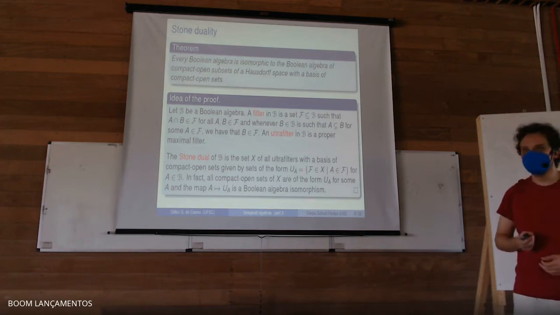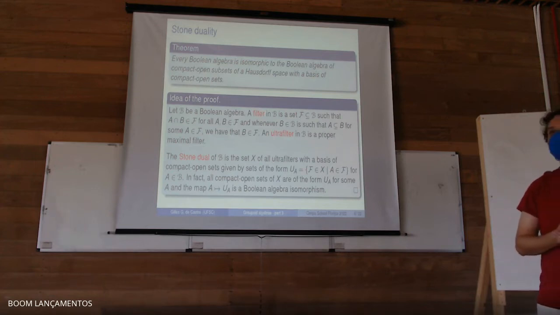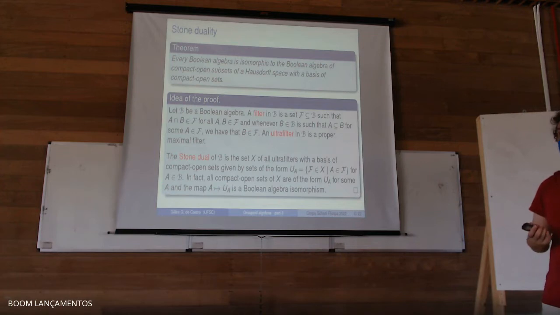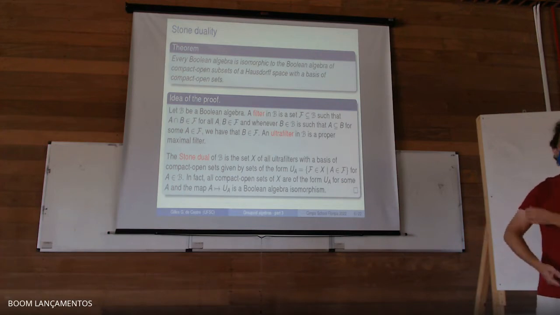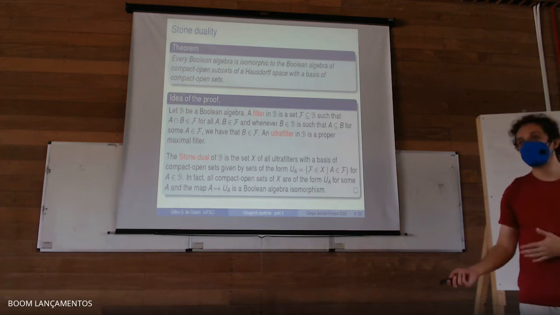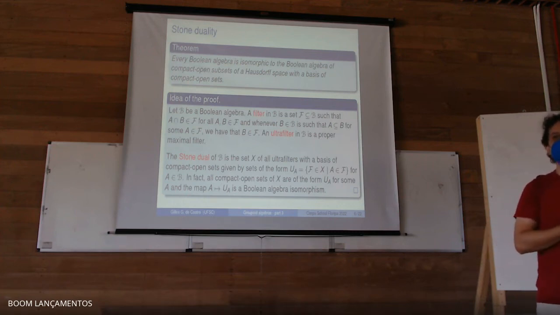Sorry, in that example you gave for a Boolean algebra of the finite subsets, do we know what the Stone dual is? Yes, it's just the set itself with the discrete topology. So the set of ultrafilters is just the set itself. Every ultrafilter is going to be the filter of all sets containing a certain point, and then it's the set itself with the discrete topology.